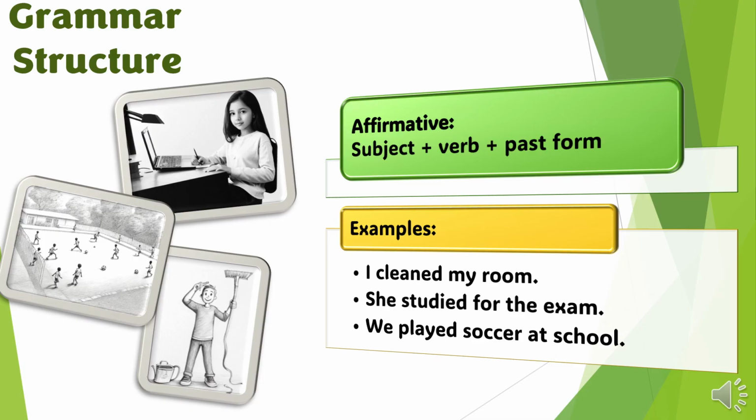The grammar structure for affirmative sentences goes something like this. Subject plus the past form of the verb. For example, I cleaned my room. She studied for the exam. We played soccer at school.